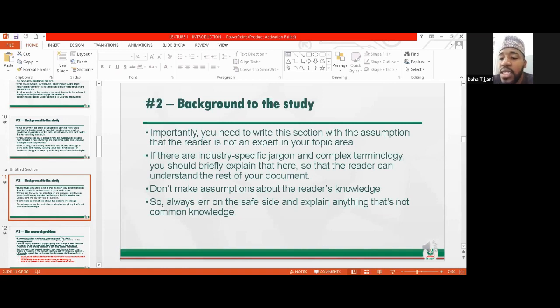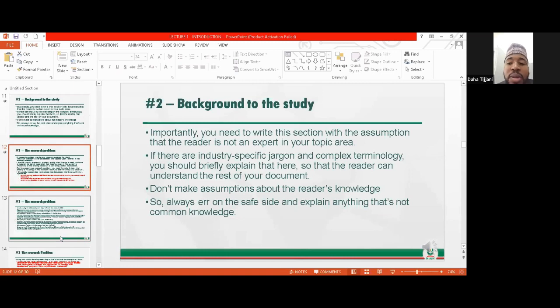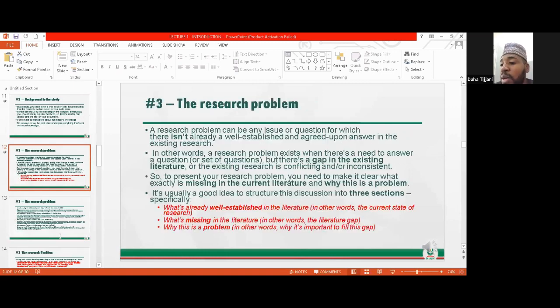Number 3 ingredient is to talk about the research problem. The research problem is very important because without the problem, what are you trying to solve? Why are you even trying to do the research? So a research problem can be any issue or any question for which there isn't already a well-established or existing research upon which an answer already exists. So a research problem exists when there is a need to answer a question or a set of questions, but there is a gap that needs to be bridged. As a researcher, you want to bridge a gap.